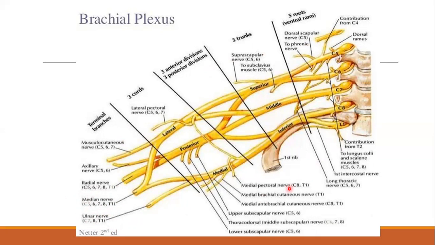So make sure you practice your brachial plexus. Lots of questions about this.